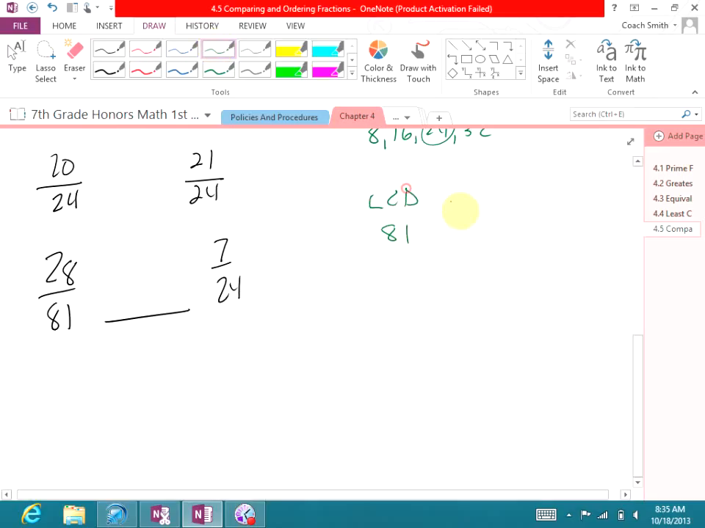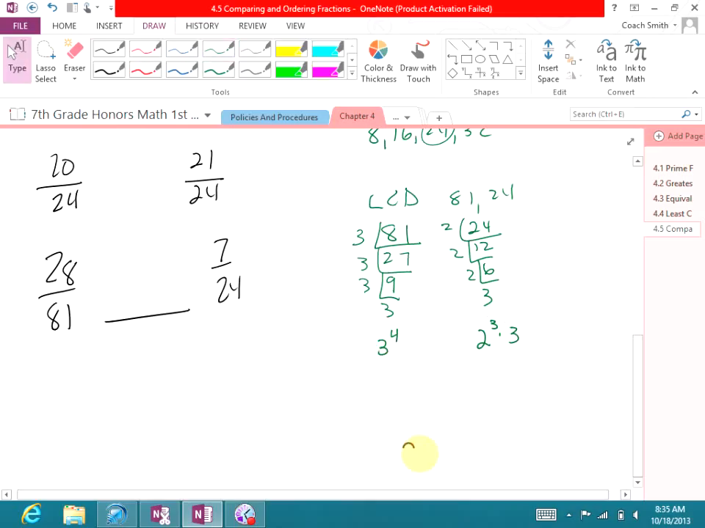So we're looking for the LCD of 81 and 24. So we've got to prime factor both numbers. 81 is 3 times 27, 3 times 9, 3 and 3. 24 is 2 times 12, 2 times 6, 2 times 3. Okay? So this is 2 to the third times 3. This is 3 to the fourth.